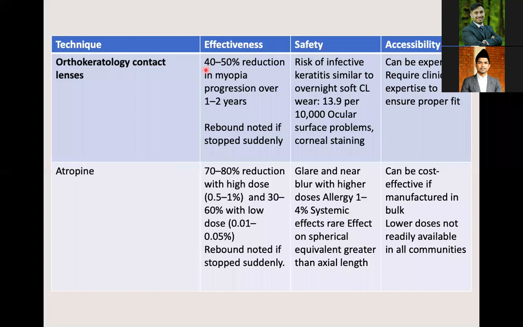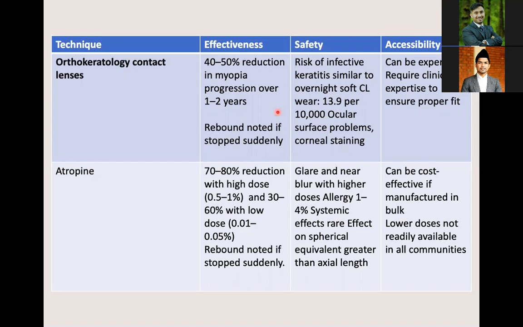2 years, and rebound is noted if suddenly stopped. Risk factors are the same as contact lenses, and for accessibility, it is quite expensive and requires clinical expertise to ensure the proper fit.